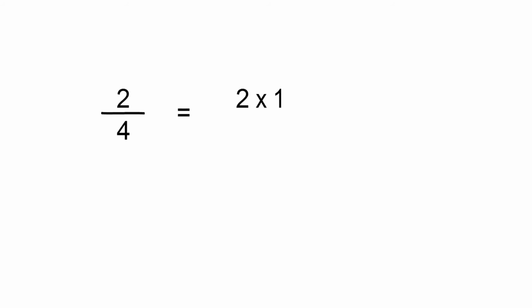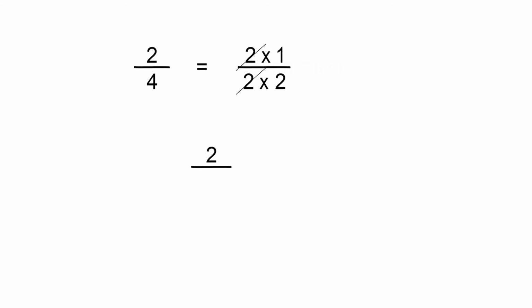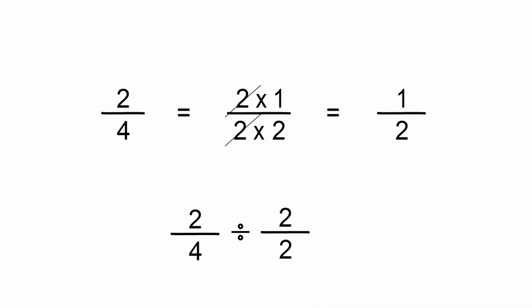2 into 1 are the factors of 2 and 2 into 2 are the factors of 4. Since 2 is a common factor in both the numerator and the denominator of our example, it indicates that our answer is not in its simplest form. Therefore, we will cancel out one of the 2's in both the numerator and the denominator by dividing by 2. The result is a reduced fraction in its simplest form, which is 1 by 2.